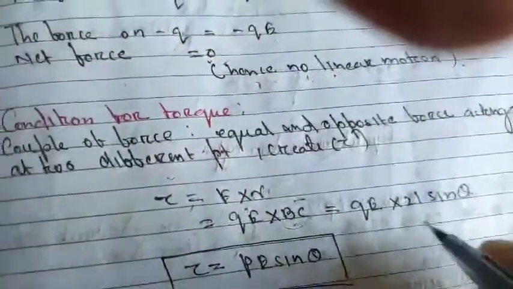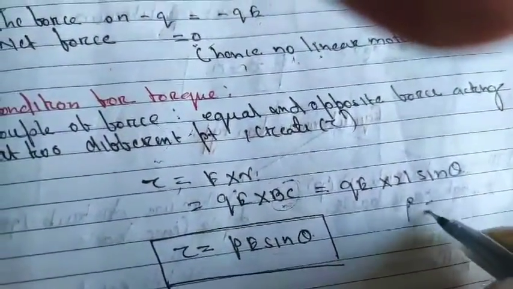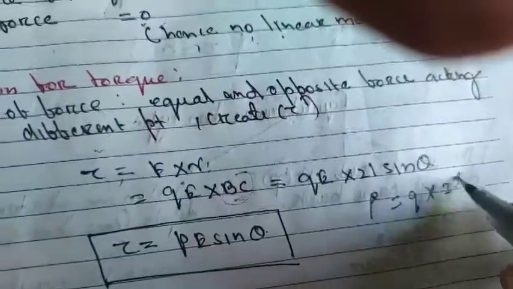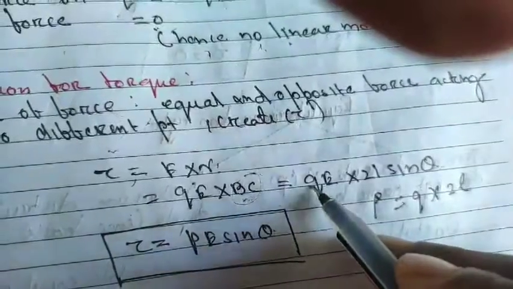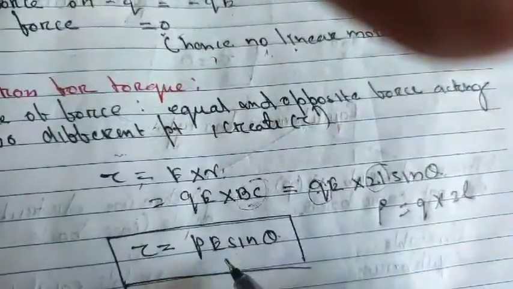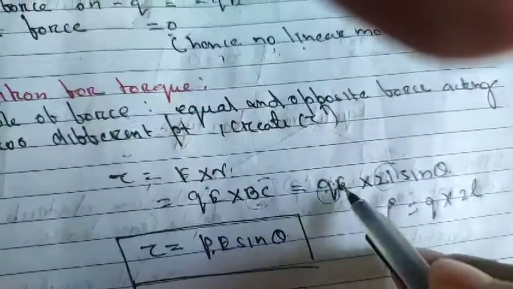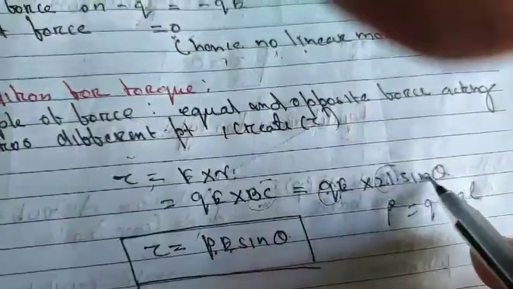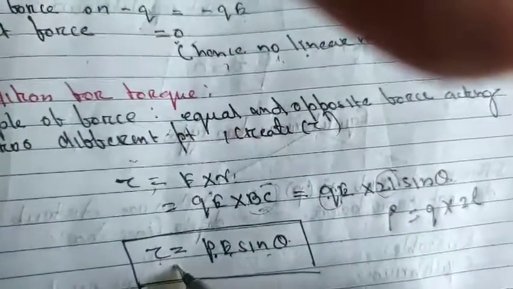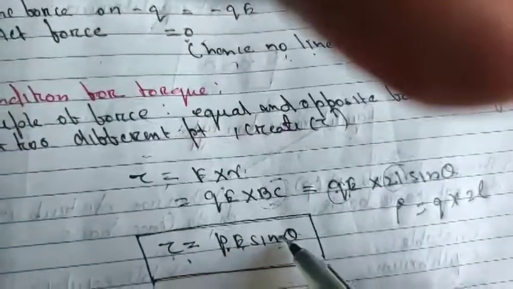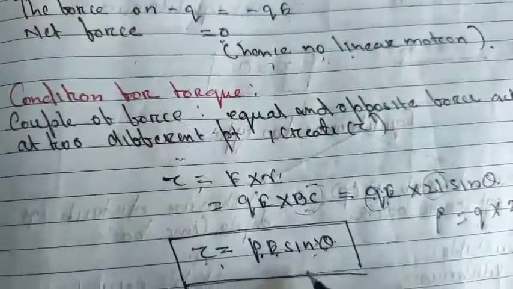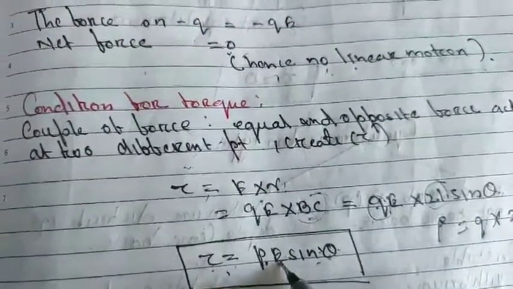Now you already know that your dipole moment P is nothing but Q into 2L. Here is Q, here is 2L. Once you combine these two, you will get P, and you are left with E, which is already present, and sine theta, which is already present. So torque is equal to PE sine theta. And as you know, once we remove the sine theta, students, we can also write tau is equal to P cross E.